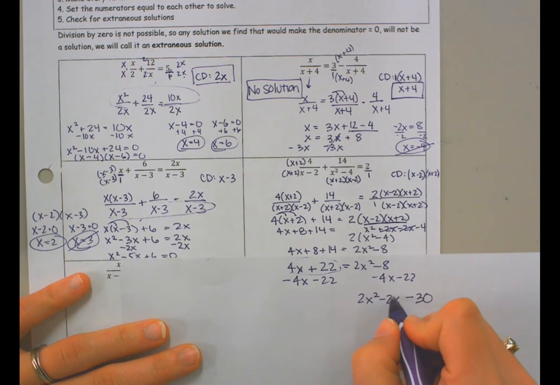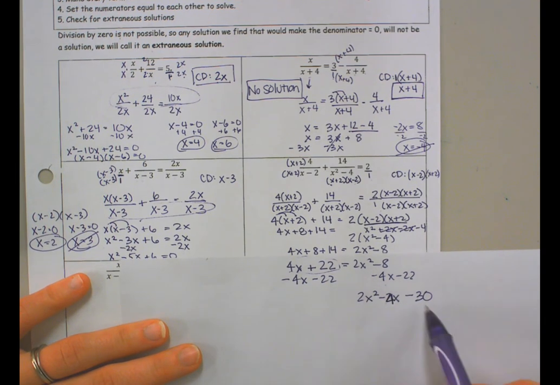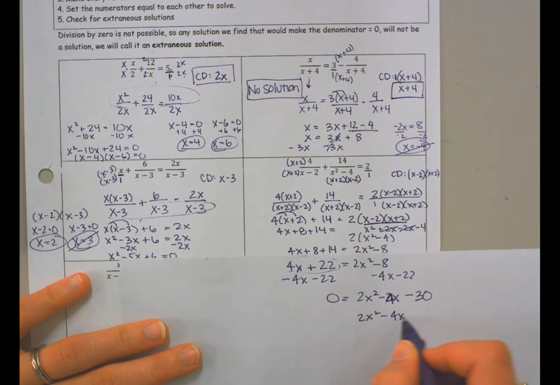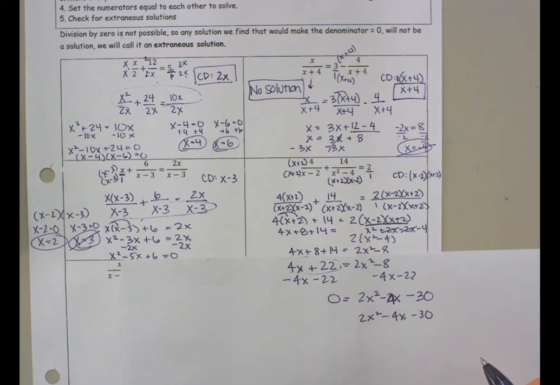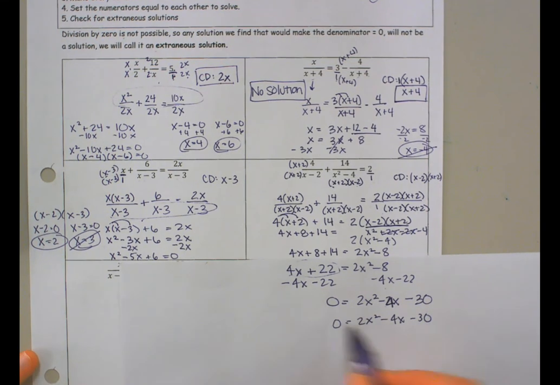Minus 4x, sorry, I knew something was wrong. Right, I subtracted 4x, so I have 2x squared minus 4x minus 30 when I combine my like terms equals 0. So now I want to factor this. The first thing we should look for, and we should always notice, is could I divide out a GCF? So here I could divide out a 2.